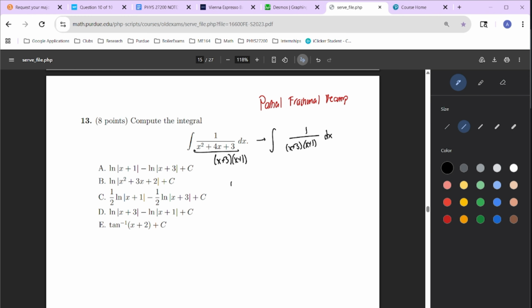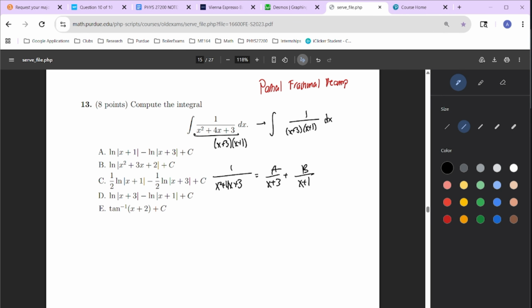We have that 1 over x squared plus 4x plus 3 can be equal to a over x plus 3 plus b over x plus 1. That is the idea. This principle is covered in the previous video, so I will not take any more time to discuss that here. We can multiply everything out by this cumulative denominator to cancel out all the fractions. That becomes 1 is equal to a times x plus 1 plus b times x plus 3.